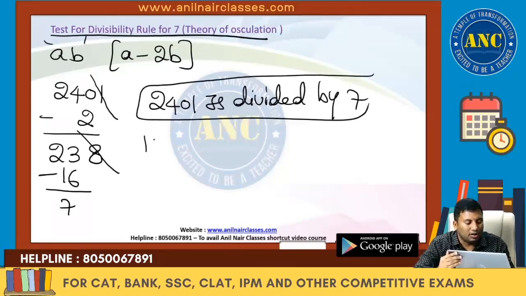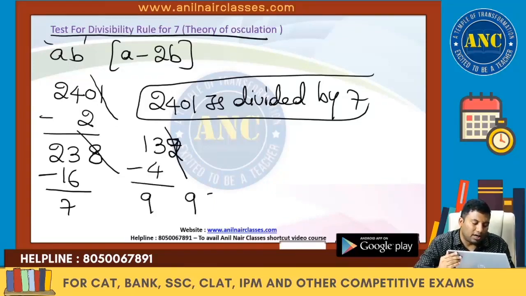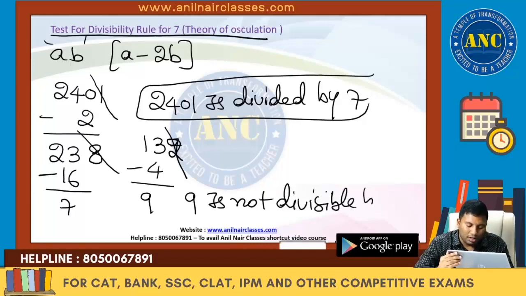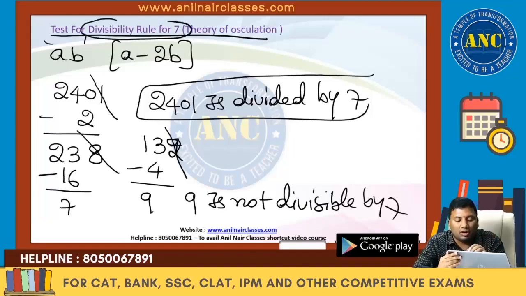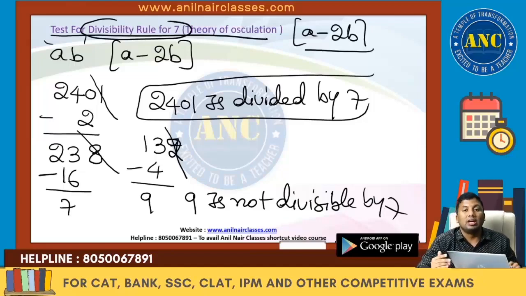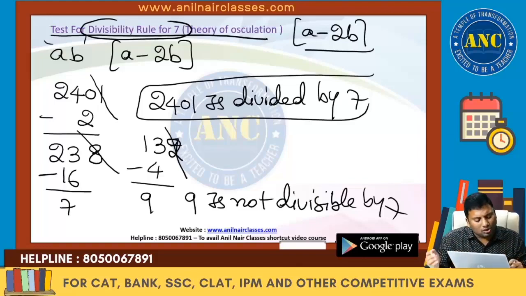One more example. Is 137 or 132? 132. Take the unit digit, double it, subtract it from the remaining part, we get 9. 9 is not divisible by 7. So 132 is not divisible by 7. So the divisibility rule of 7 should be there in your notes. It is a minus 2b. Probably at the end of the class you will be able to solve it on your own.